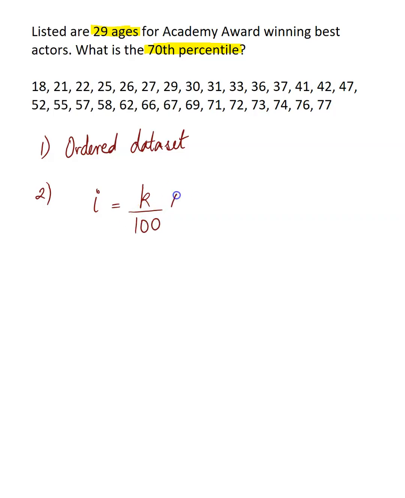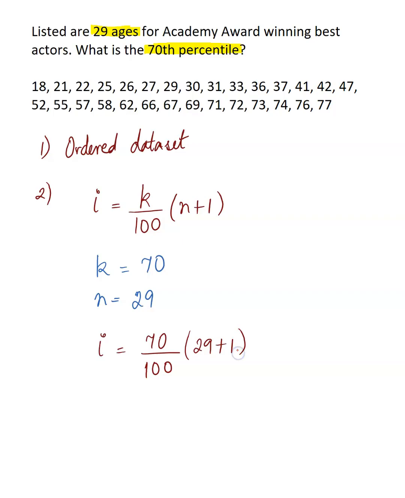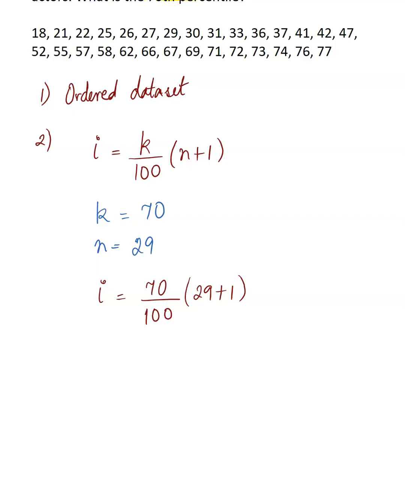k over 100 times n plus 1. And we're trying to find i. So k will be the 70th percentile. So k is 70. n, we're told there are 29 ages. You can also count how many entries we have. That's 29. Now we can plug those in. 70 over 100, 29 plus 1. So do the computation, and that comes out to be 21.